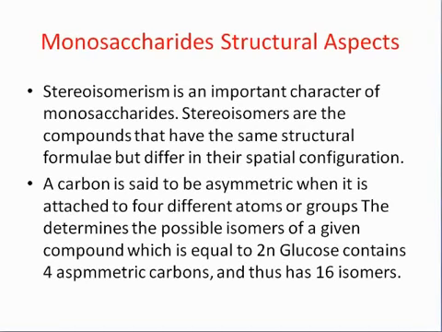That is, stereoisomerism is an important character of monosaccharides, where stereoisomers are compounds that have the same structural formula but differ in their spatial configuration. For example, I already told you that carbohydrates exist in two different forms: the sugar with an aldehyde, known as aldoses, and the sugar with a ketone, known as ketoses.